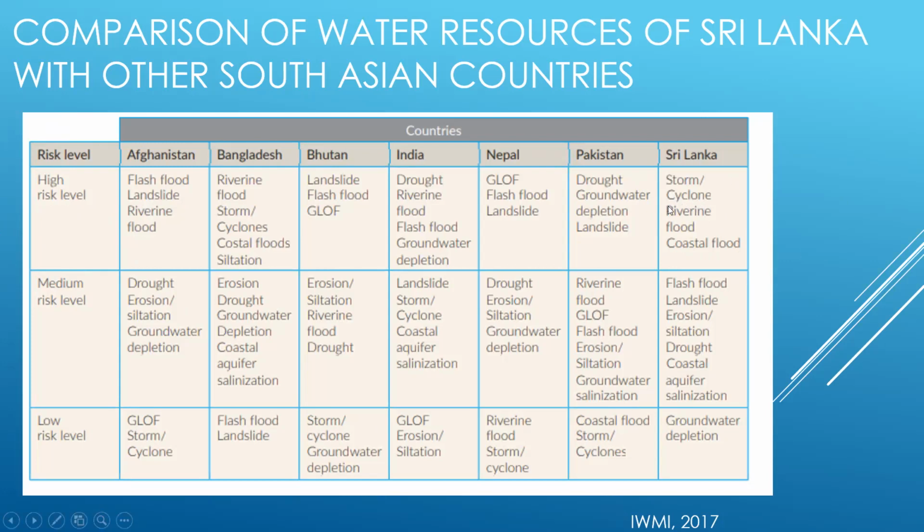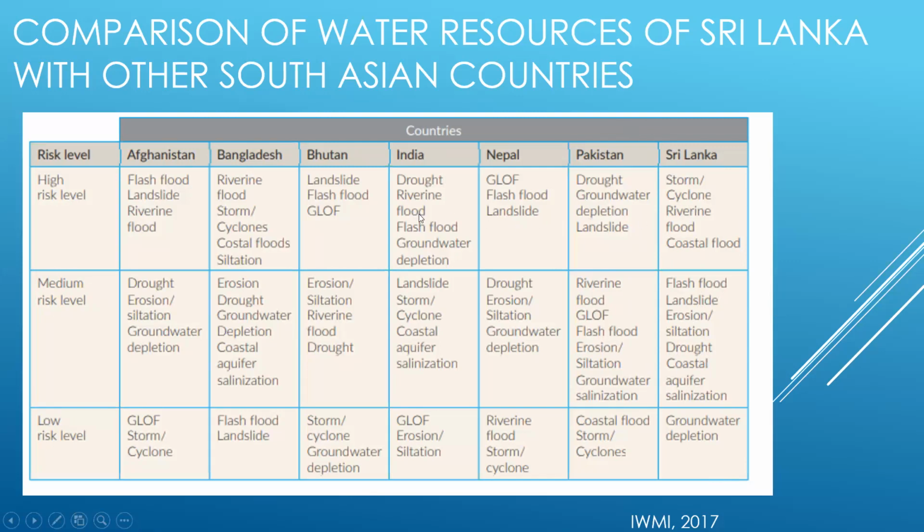Storms, cyclones, riverine floods, coastal floods, they all belong to hydrology, right? Then if you go to medium risk levels, you can see flash floods, landslide erosion, then droughts and aquifer salination, things like that. Then when it comes to low risk level, groundwater depletion. So you can see with respect to Sri Lanka, the subject of hydrology is very much interconnected with the disasters that we'll have to face in the coming decades, right?